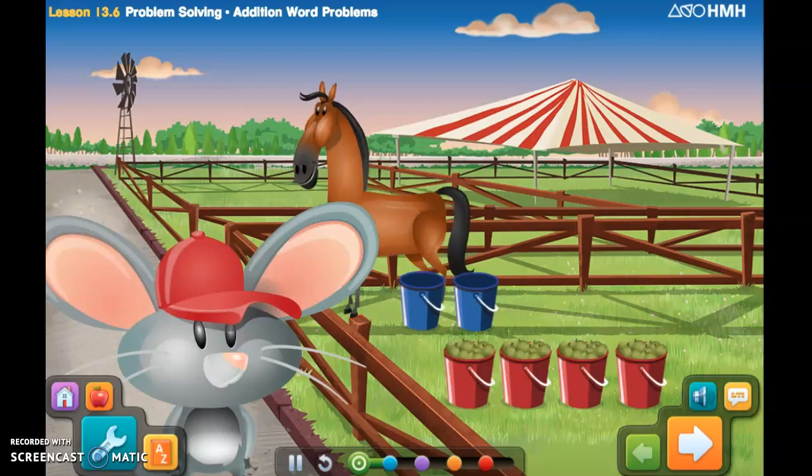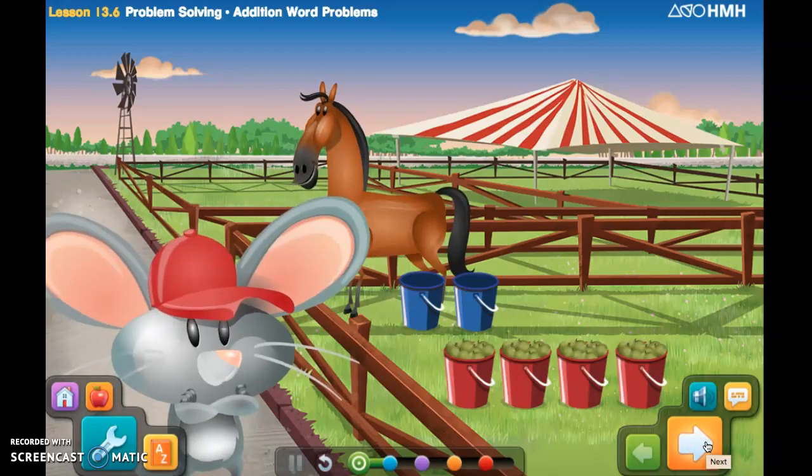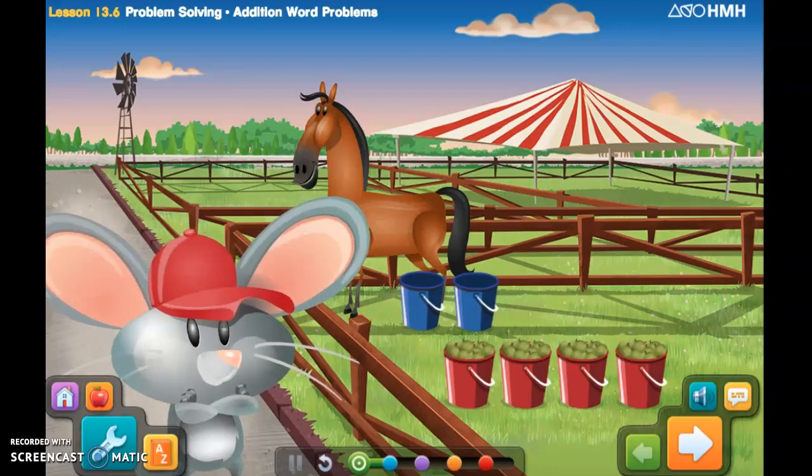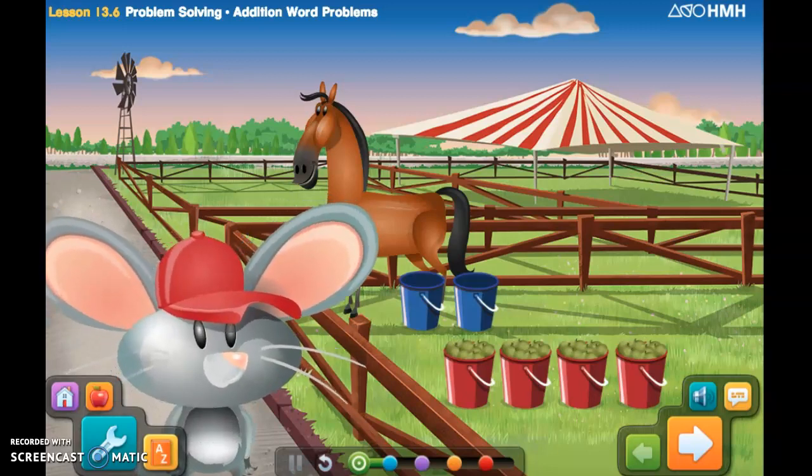Hi there! You know, they're using these buckets to bring food to the animals in the zoo. What a good idea! It looks like some of the animals have been fed, and the others are still waiting. I wonder how many buckets of food it takes to feed all the animals. Click on a bucket and we'll learn more about this problem.